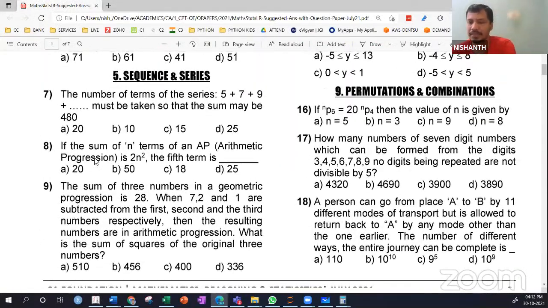Can you try this first one? The number of terms of the series 5 plus 7 plus 9 must be taken so that the sum is 480. What series is that? AP. Yeah. So they're asking you to find N. And what else they've given? They've given SN or TN? SN. Yes. Yeah. So try solving this one problem.